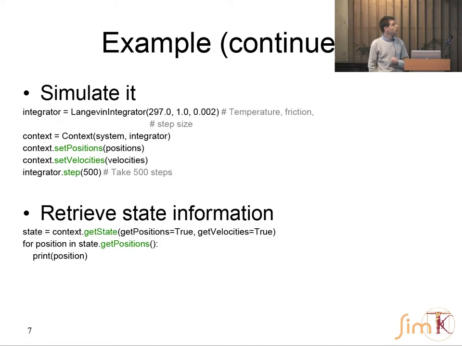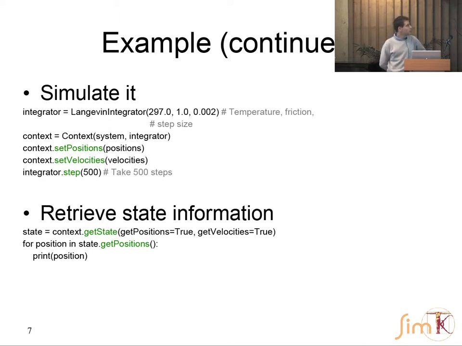Okay, now you want to run a simulation. So you're going to create an integrator, and you've already seen that. You created an integrator in your earlier examples. And now you will create a context, giving it the system and integrator. This looks almost exactly like what you did before, where you created a simulation object, and that simulation then created the context object for you. We call set positions and set velocities to tell it what we want the initial positions and velocities to be. And then we call step on our integrator, just like you've seen before. And that runs the simulation.